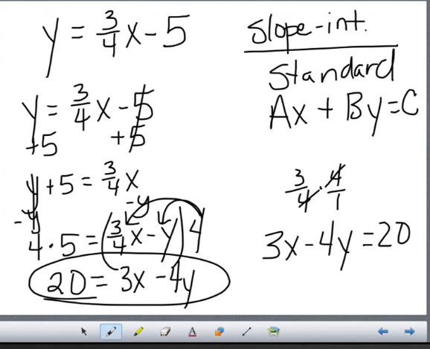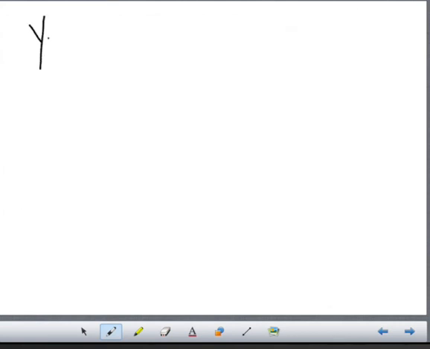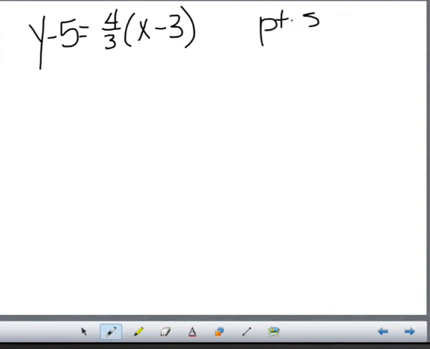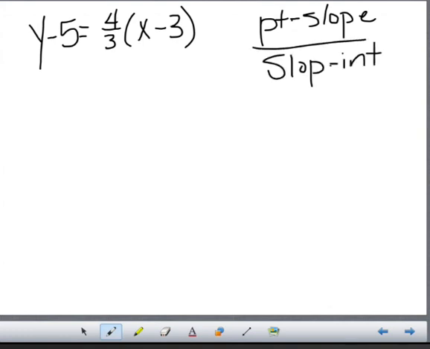What if I gave you this equation? y minus 5 equals 4/3 times x minus 3. What form is that in now? That's in my point-slope form. Okay? And I want you to write that for me in slope-intercept form. All right, what does slope-intercept form look like? y equals mx plus b.